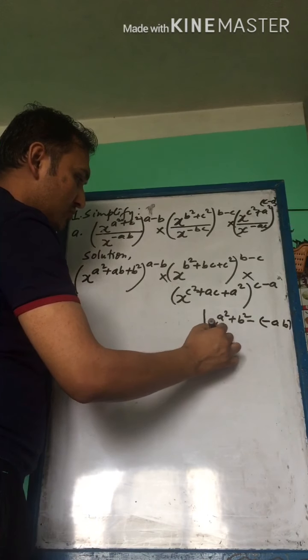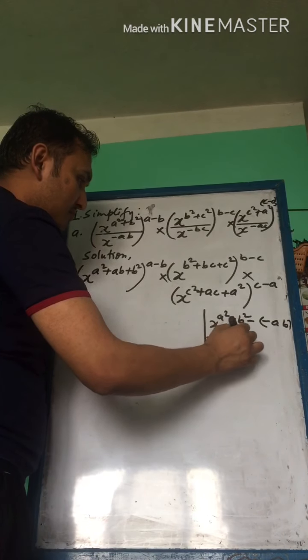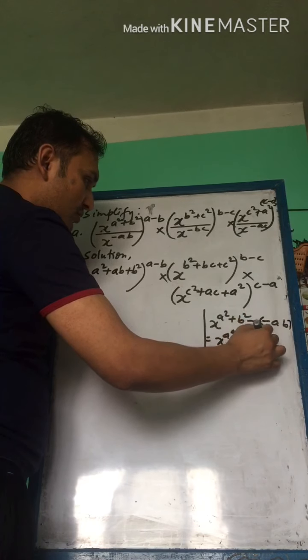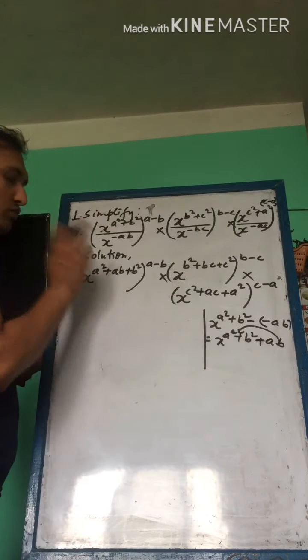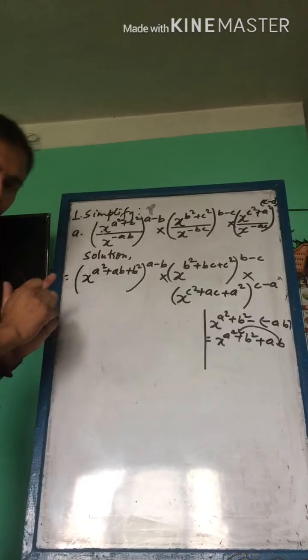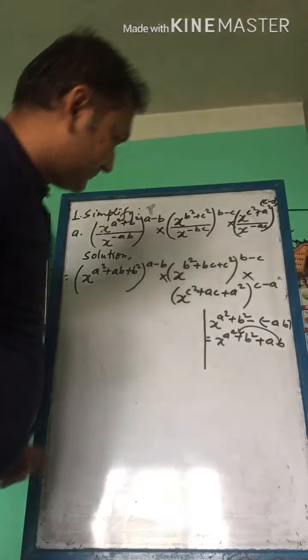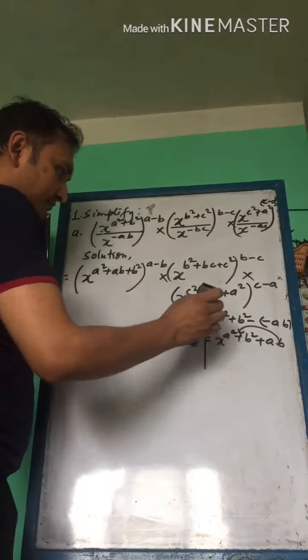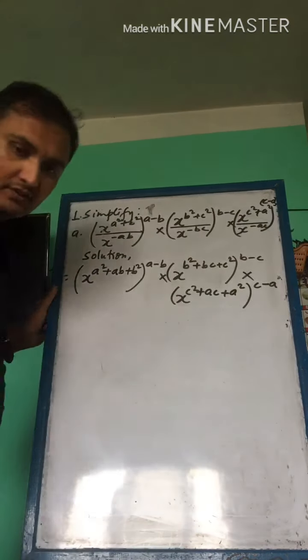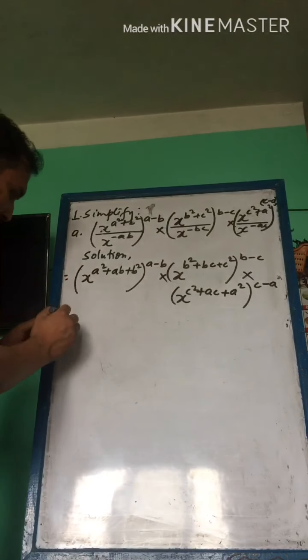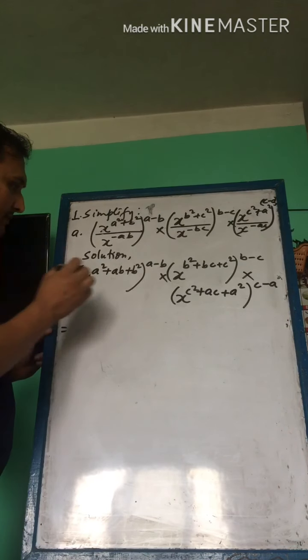That will be equal to x to the power a square plus b square minus minus plus ab. This ab I have kept in the middle, that only I have done. Don't get confused. Okay, this step you know. These are the basic things. Now, let me do it. Again, let us see.